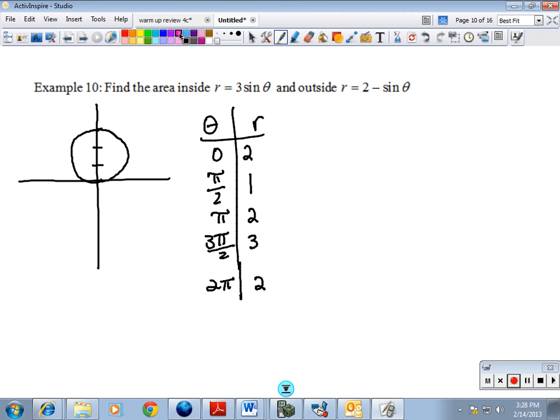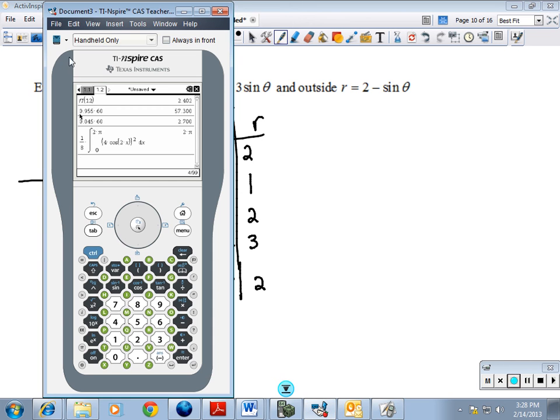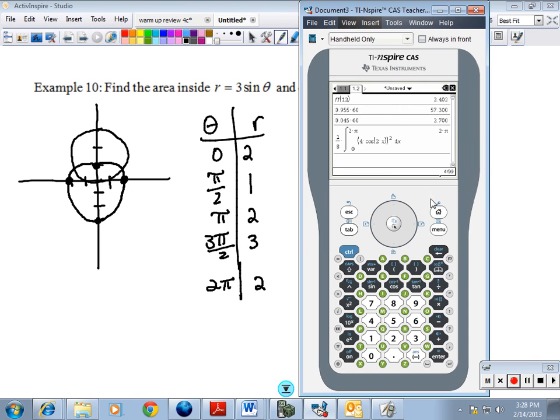So let's plot these points. At 0, it's 2. So here, at pi over 2, it's 1. At pi, it's 2. At 3 pi over 2, it's 3. And back to 2. So it actually kind of looks like it flattens and then it comes around. And if we're not sure, we can always graph it on our calculator to check ourselves.